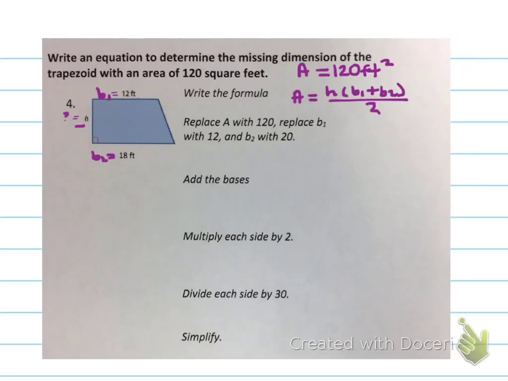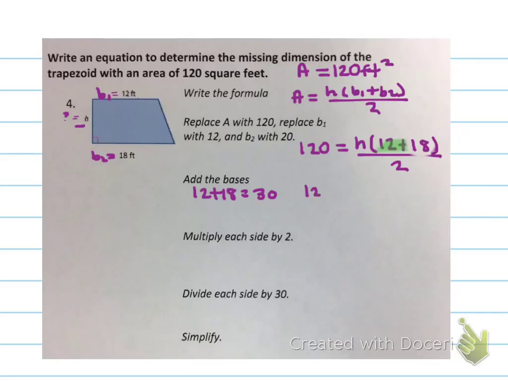So we're going to plug in. We're going to replace A with 120 because it told us that A equals 120 feet squared. We do not know height, so keep your H. B1 is 12 and B2 is 18. We're going to put that all over 2. So our next step is to add our bases. So if we add our bases, 12 plus 18, that gives us 30.